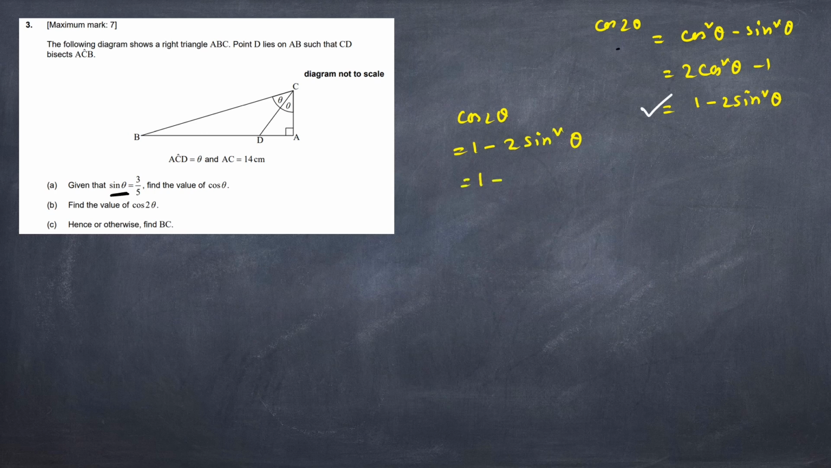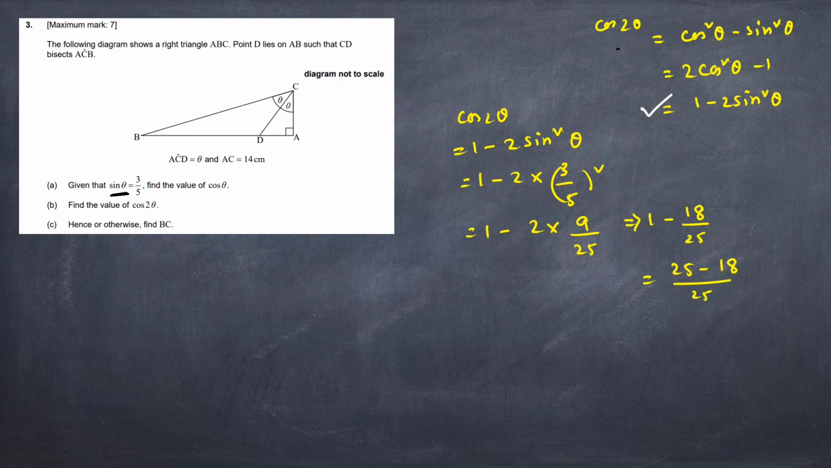So we can write 1 minus 2 into the value of sin theta, which is given as 3 by 5. So 3 by 5 whole square. So we can write 1 minus 2 into 9 by 25. So from here we can write 1 minus 18 by 25. So we can write 25 minus 18 divided by 25. So ultimately cos 2 theta is equal to 7 by 25.